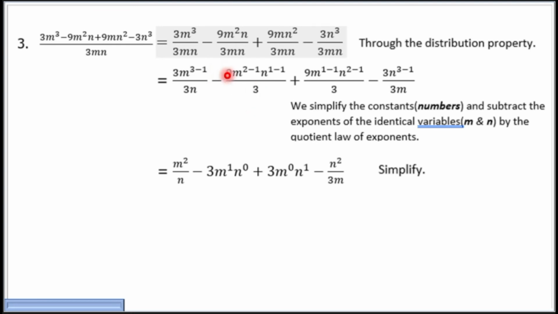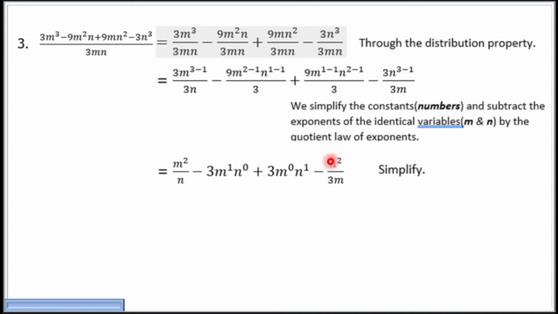Okay, 9 divided by 3 is 3. 3 divided by 3 is 1. So naman ni 1 diha. Plus ni plus magyapon 9 3 1 habilin mo 3. M raised to the power of 1 minus 1 is 0. N raised to the power of 2 minus 1 is 1. Minus 3 divided by 3 is 1.